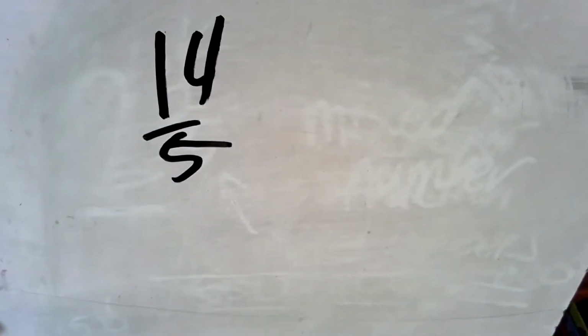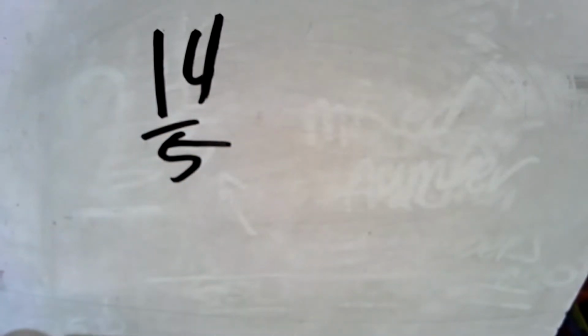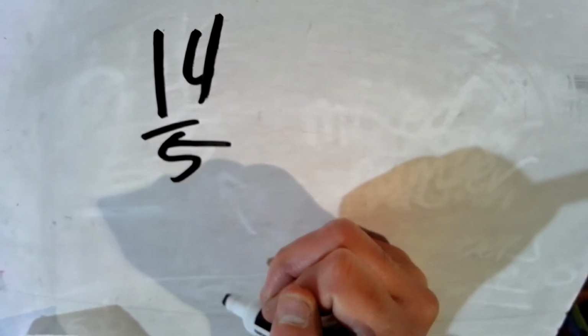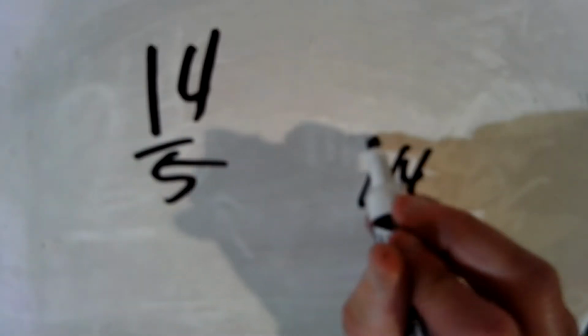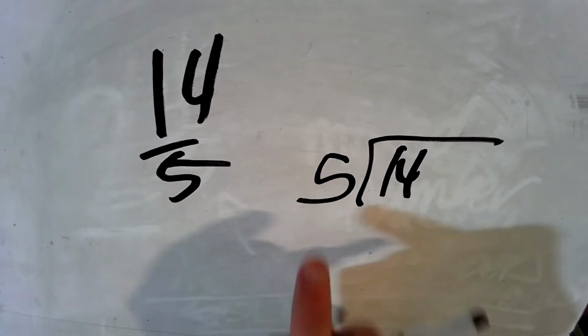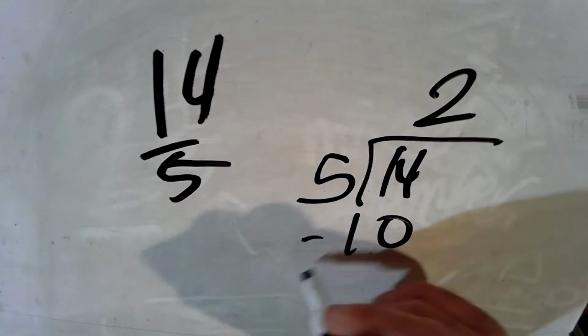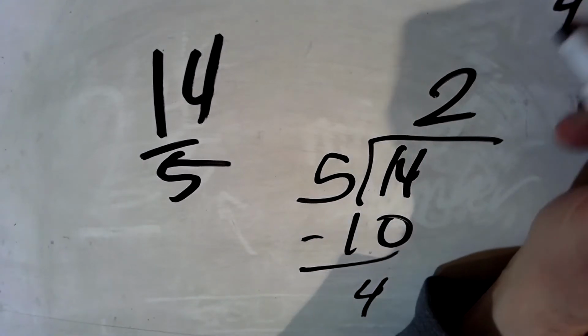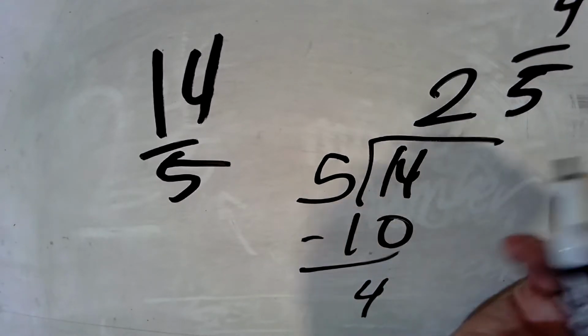When I said 14/5, I wanted to convert it to a mixed number. And what I did was I thought to myself, 5/5, that's one whole. 10/5, that's two wholes. 14 is four more, so we have two wholes and 4/5. And what I do is I say numerator divided by denominator. How many 5s go into 14? 2. 5 times 2 is 10. 4 is left over. So we have two wholes with 4 left over out of 5. 2 4/5. That's the mixed number we were looking for.